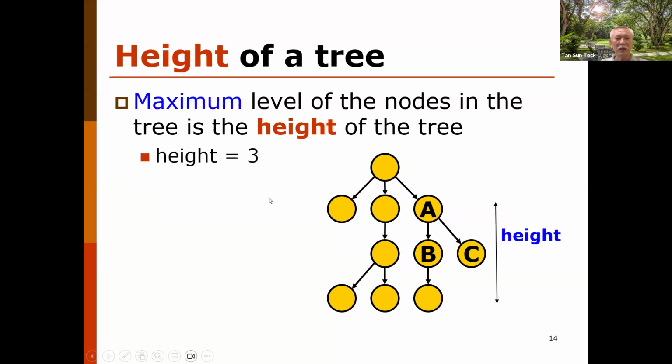Level 3. What is the height of a tree? Later on, when we talk about the complexity of tree data structures, you will see that the height is the one that contributes to the complexity. The definition of height is the maximum level of the nodes in the tree. In this case the maximum level is 3. Remember the example just now: 0, 1, 2, 3. So the maximum level of this tree is equal to 3.